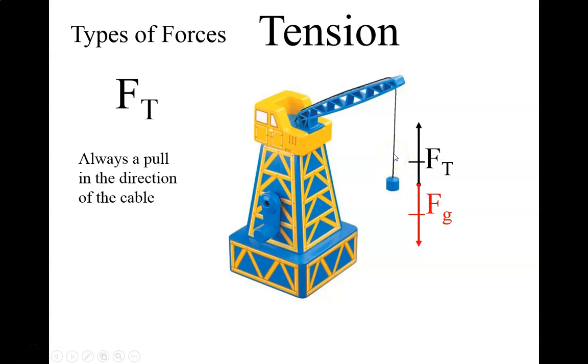And this is always just going to involve a rope, a cable, something like that. So tension forces will just involve ropes or cables as far as we're concerned. They don't have to, but they will for us. And so the tension is always a pull in the direction of the cable. So in this case, the blue barrel is being pulled upward by the cable. So there's a force of tension on the block by the string.